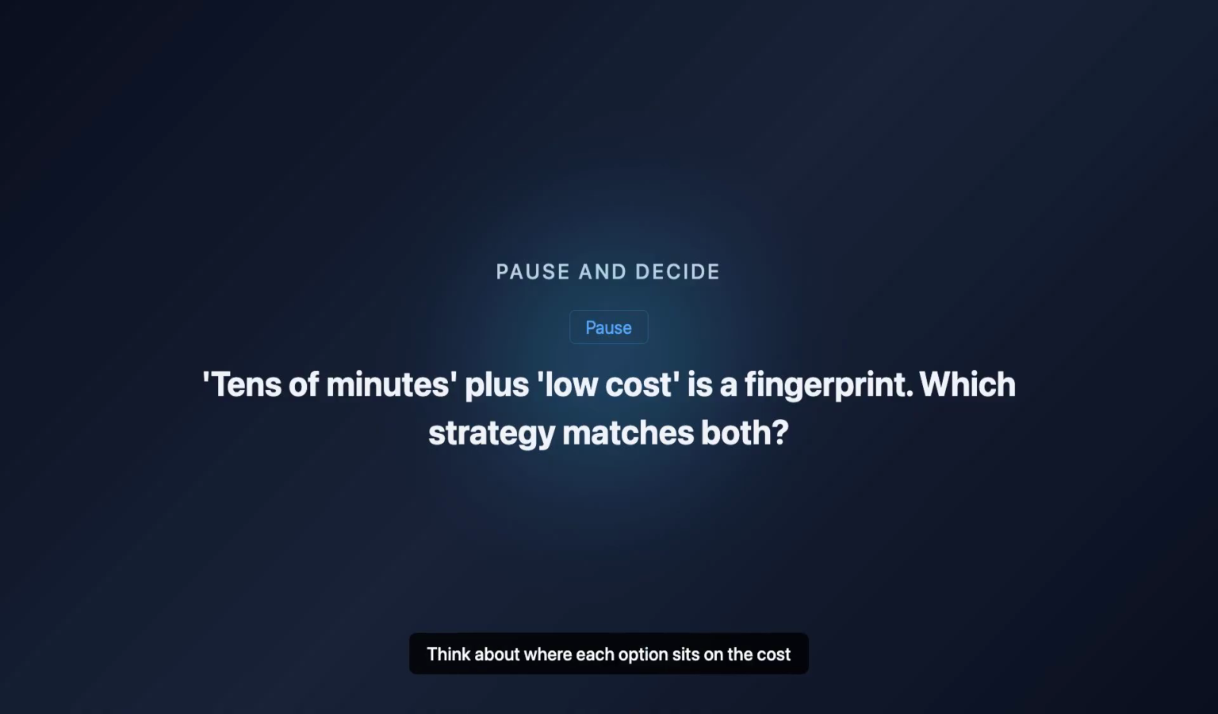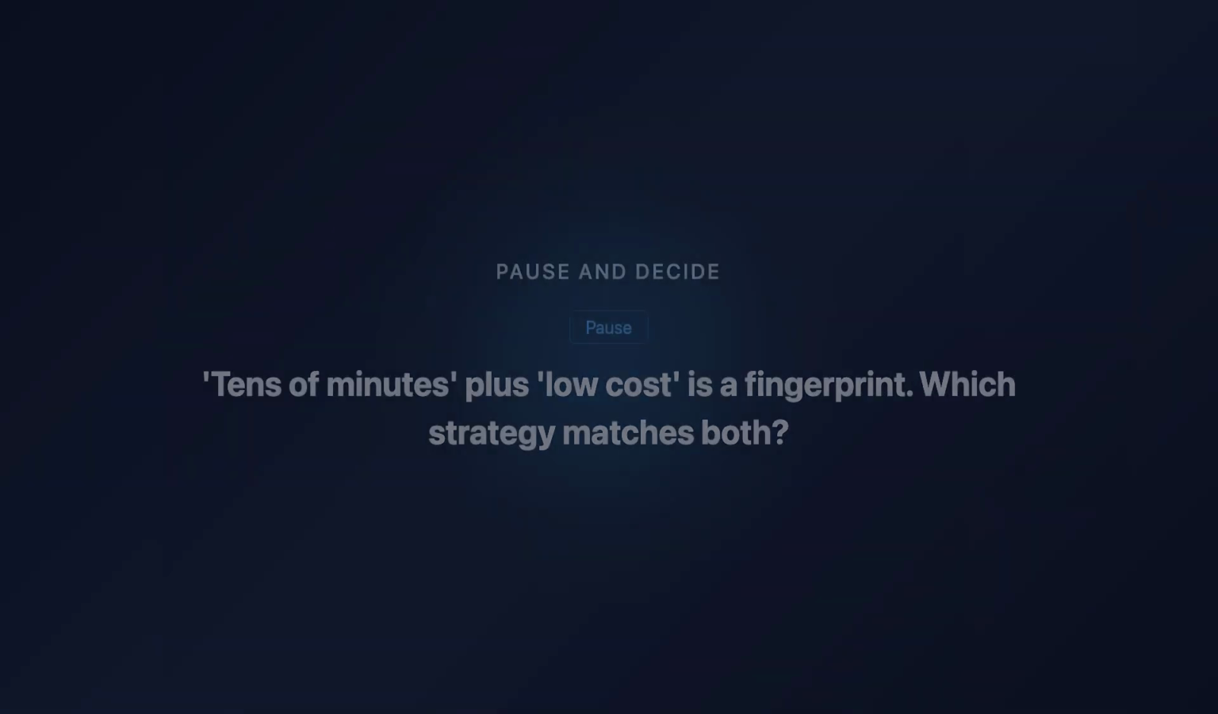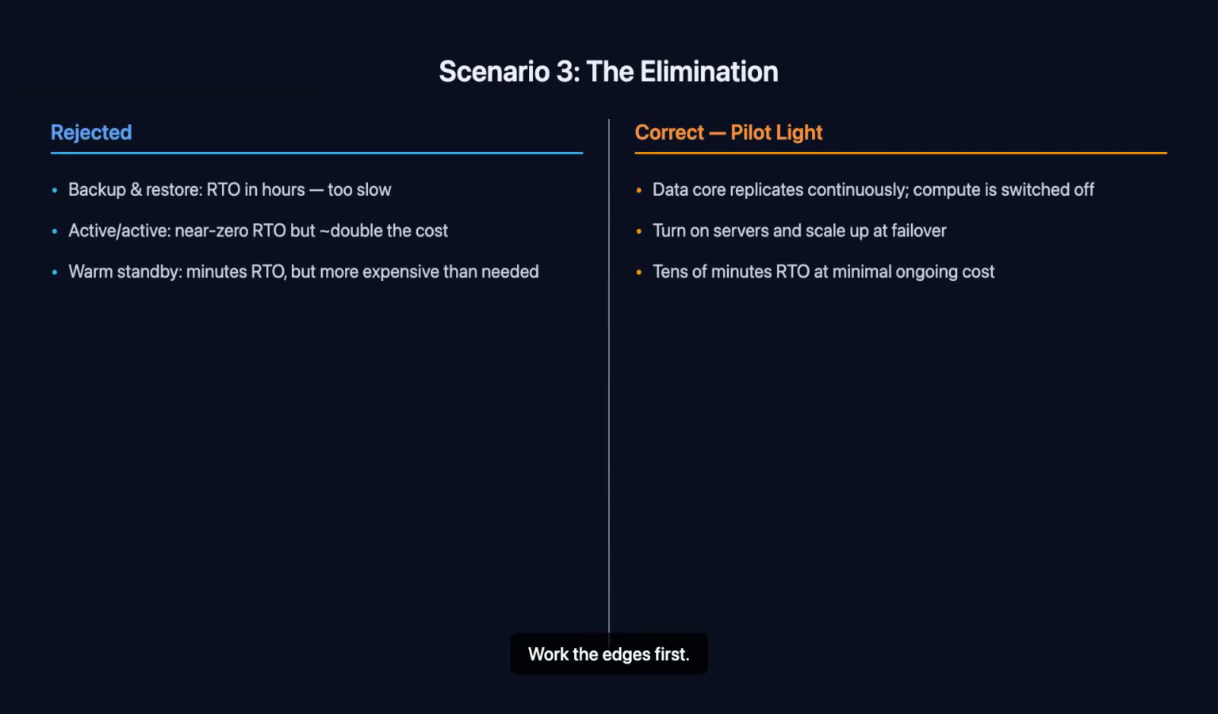Think about where each option sits on the cost and recovery time spectrum before I reveal it. Work the edges first. Backup and restore covers in hours, so it misses the tens of minutes target. Active-active gets you near 0 recovery time, but at roughly double the cost, it's disqualified by the low-cost constraint. Warm standby is the tricky one. It recovers in minutes, faster than we need, but it keeps a scaled-down copy running the whole time, so it costs more than the scenario allows.